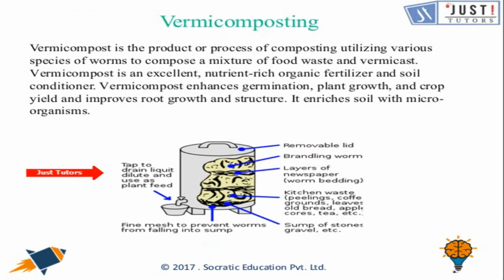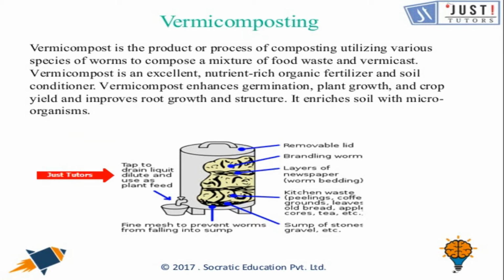Well, vermicompost is an excellent fertilizer and soil conditioner. So now let's learn about the steps of vermicomposting. Well, the first step is to take a bin and make 10 to 15 small holes on the lid and the sides of the bin. And the next step is to make the bedding. So for that you can use newspaper.